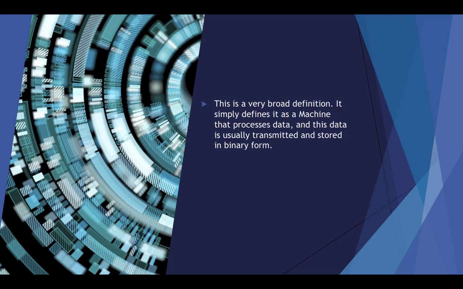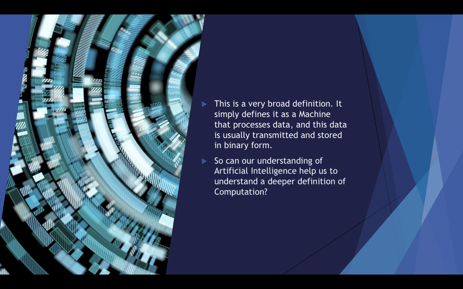There are a number of problems with this. It's a very broad definition. It simply defines a computer as a machine that processes data, and this data is usually transmitted in binary, and that's about it. Whereas there's quite a lot more that we can get from our definition of a computer. So can our understanding of artificial intelligence help us to deepen our definition of a computer? Well, let's look at artificial intelligence now, develop our understanding of it, and then come back to whether or not we can get a deeper definition of a computer itself.